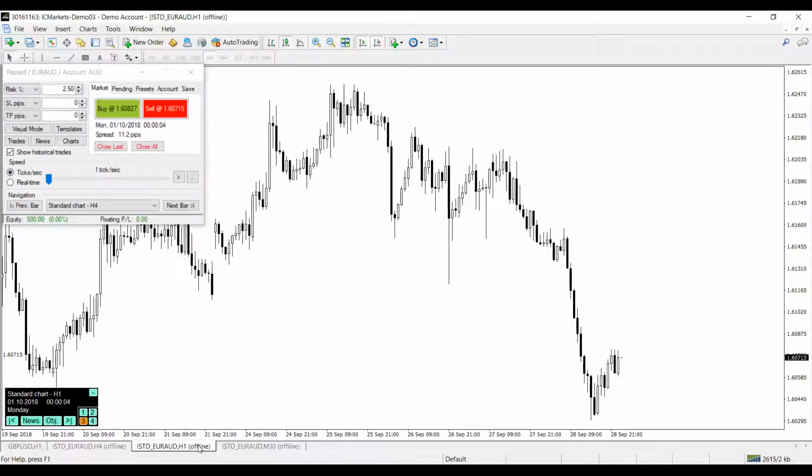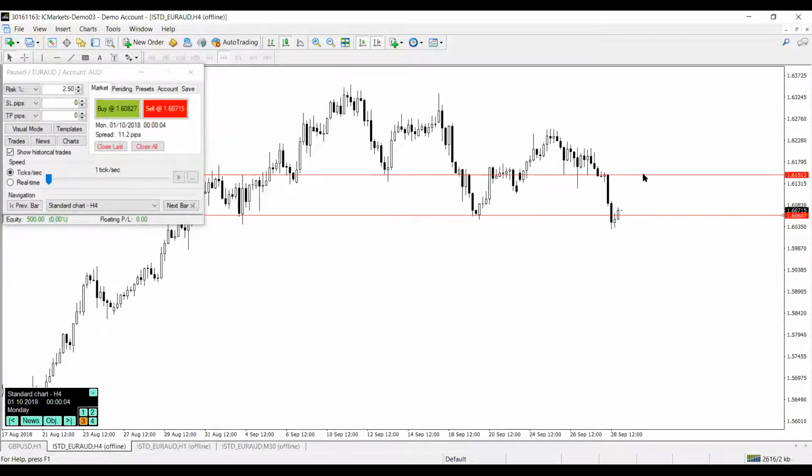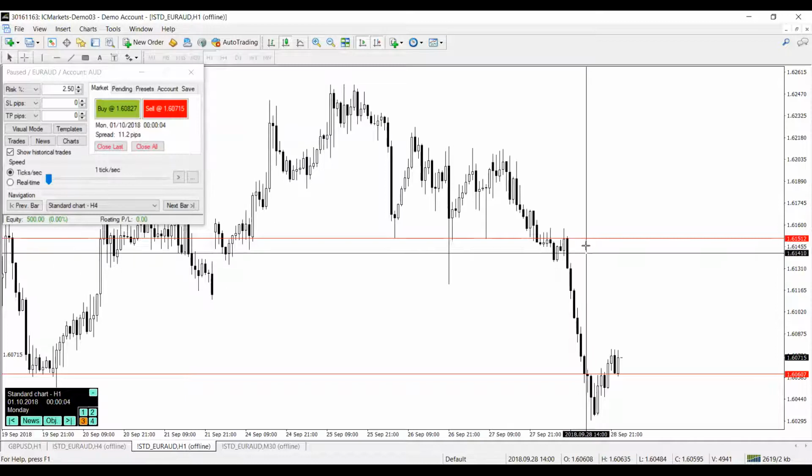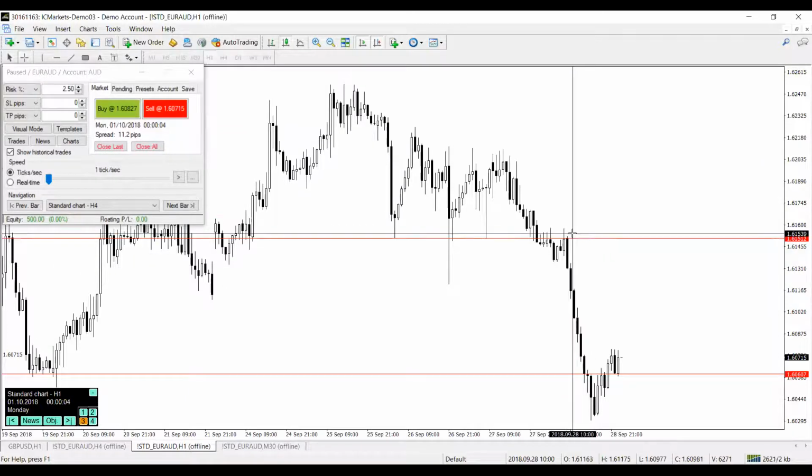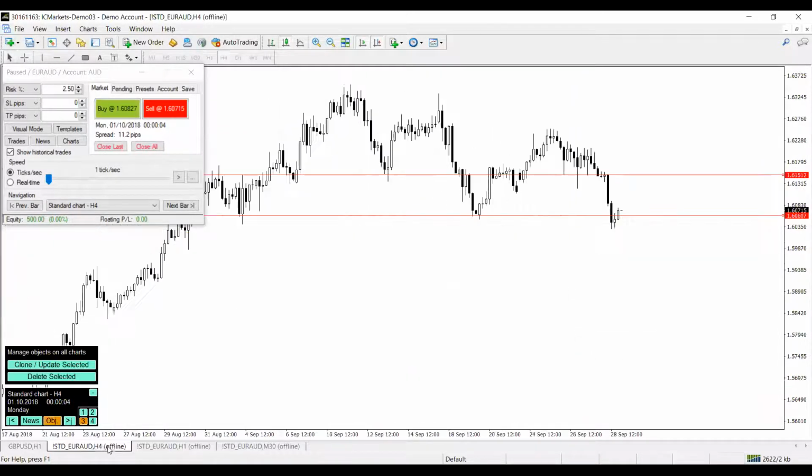Okay, it may not be clear here. If we click this and then go to object clone 1 hour, we can see it's much clearer here, right? Okay, fine. So let's continue. We're going to press 4 hour candles and then we're going to see what we're looking for in this structure, okay? Yes.